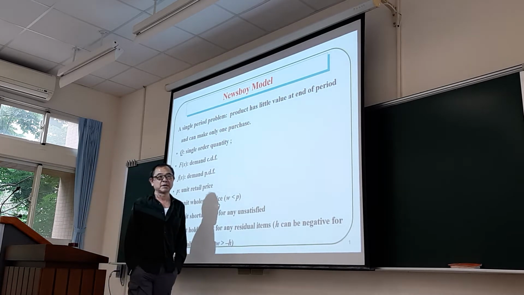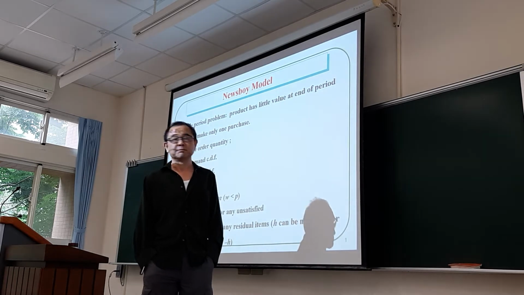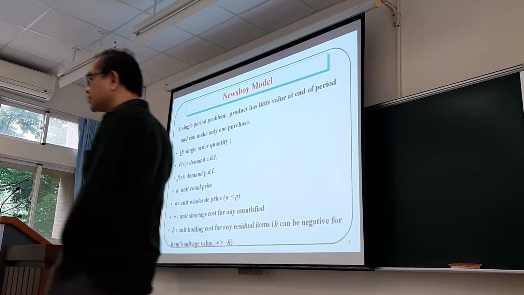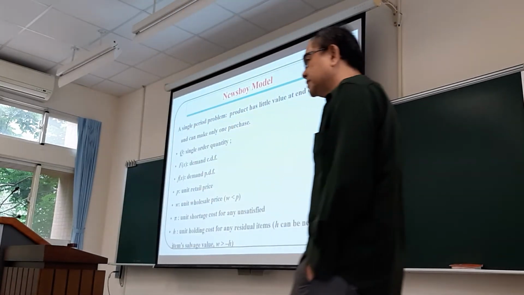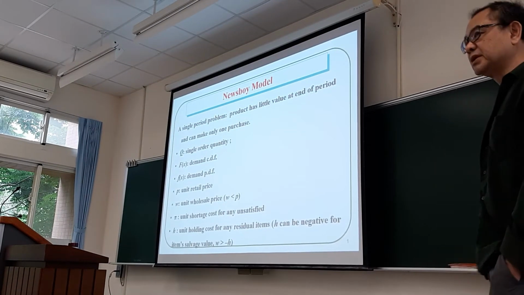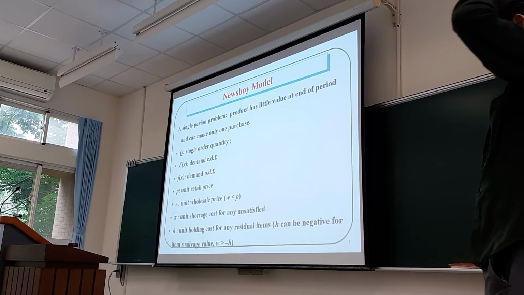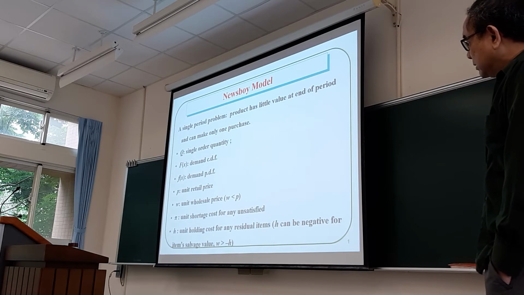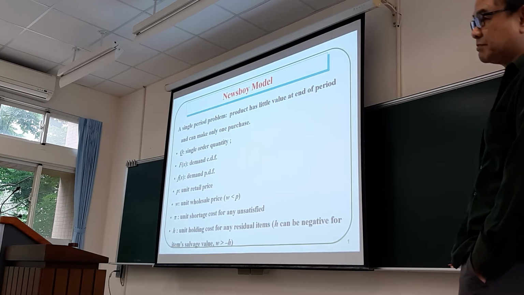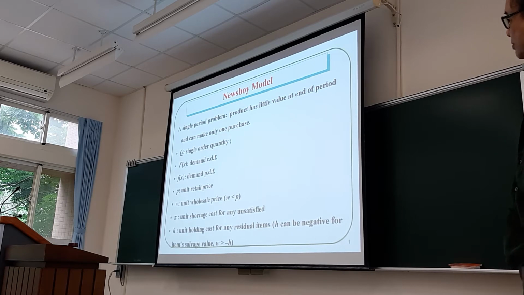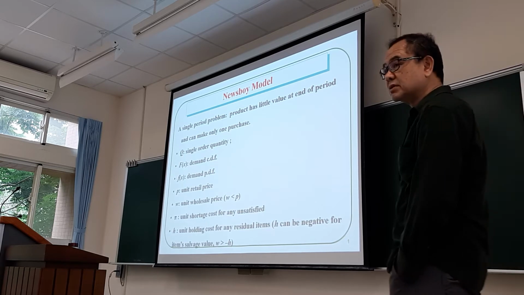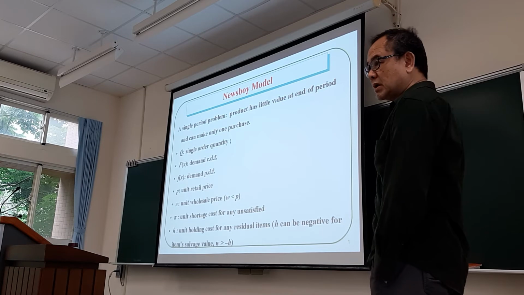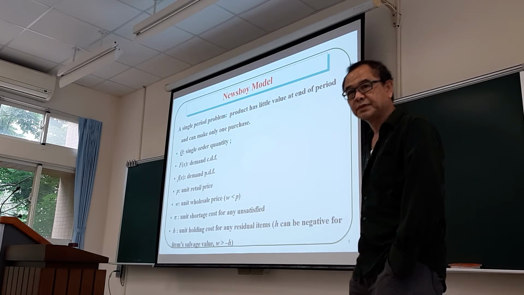So think about the smartphone. How about smartphone? Maybe 2 or 3 years. It depends. So in this model, we need to determine what is Q, the single order quantity. So how much inventory do we prepare for future demand, right?